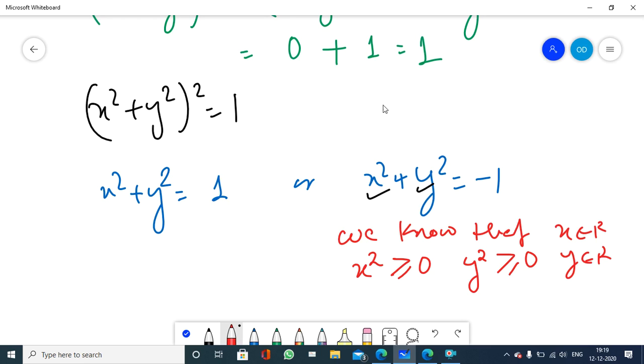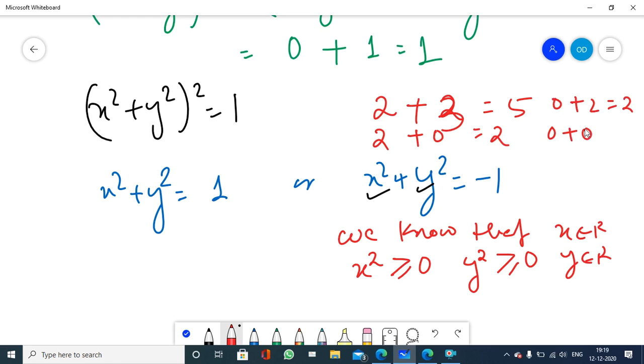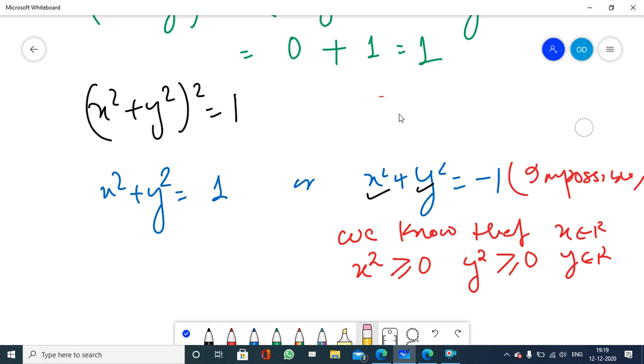For example, 2 is a positive number, suppose 3 is a positive number. If I add two positive numbers, I get a positive number. If I add 2 with 0, again I get a positive number. If both are 0, then the sum is equal to 0. It is not possible that you add two non-negative numbers and in return get a negative number. This is impossible. Get my point so far?